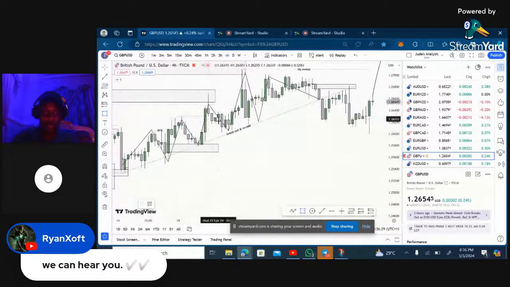Then this is another break of structure. I wait for the markets. I mark out my zone around this leg that caused this break of structure, then wait for the market to retrace to this point again.